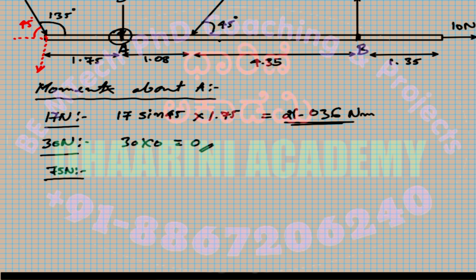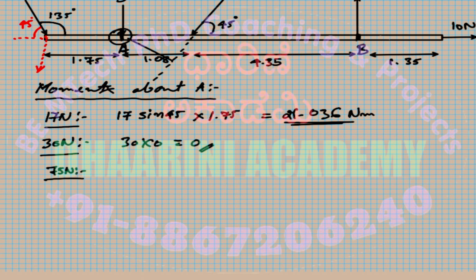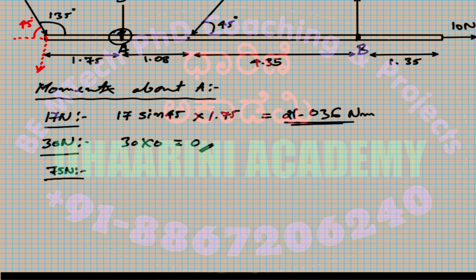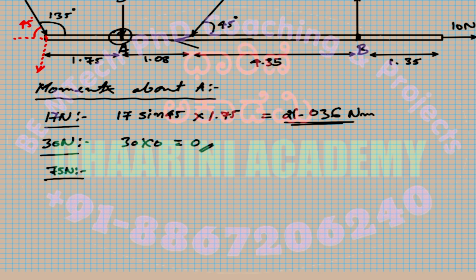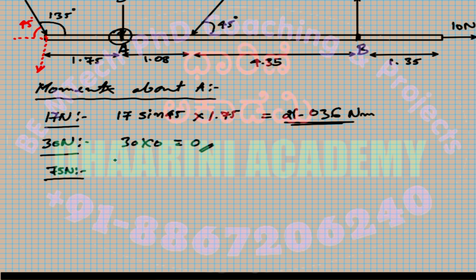You can see that this 75 Newton makes an angle of 45 degrees with this. So again, I have the same problem. This is going to pass like this, so the shortest distance comes somewhere else. I am not able to solve this directly, so I have to split this once again into the horizontal and the vertical component. The horizontal component will be something like this, which passes through the point A. Since it passes through the point A, I don't have the moment of the horizontal component, but the vertical component is going to have.